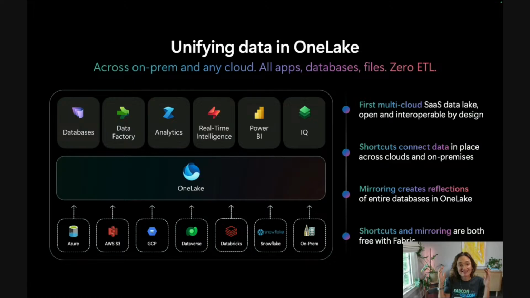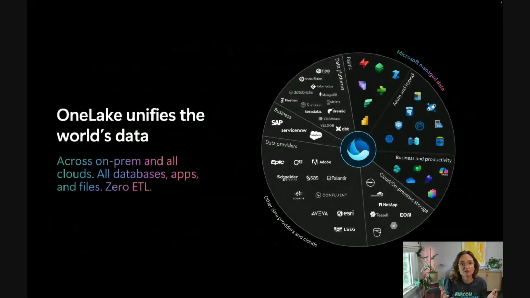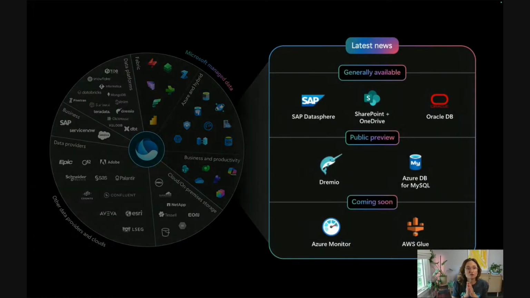You can also get data that lives elsewhere and virtually connect it to OneLake through shortcuts and mirroring. So whether your data lives in Azure or in AWS or in Google's cloud or on-premise or in a SaaS service somewhere, you can connect all the data and bring it together either physically or virtually. What this allows is for OneLake to truly unify the world's data and make it accessible for AI. And we're continuing to evolve this, and at Build we announced a number of new shortcut and mirroring options, including GA for SAP DataSphere, SharePoint and OneDrive, and Oracle DB. Okay, so that's step one.